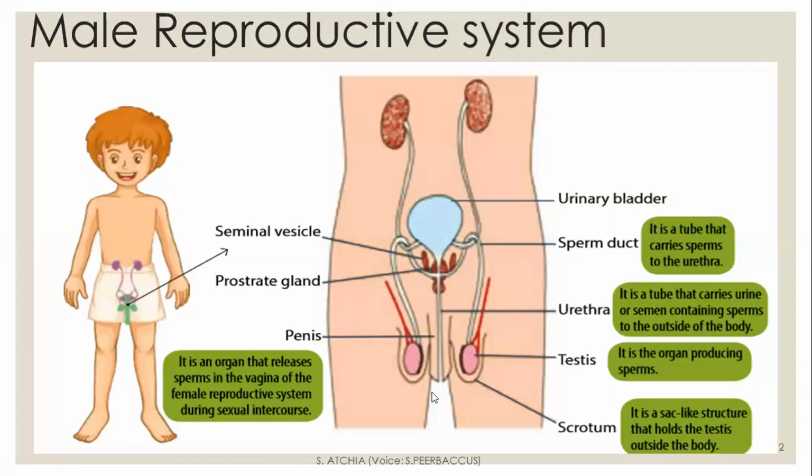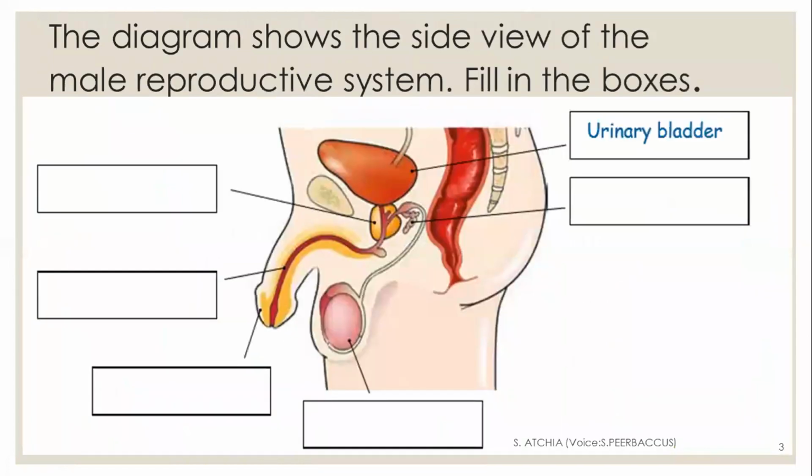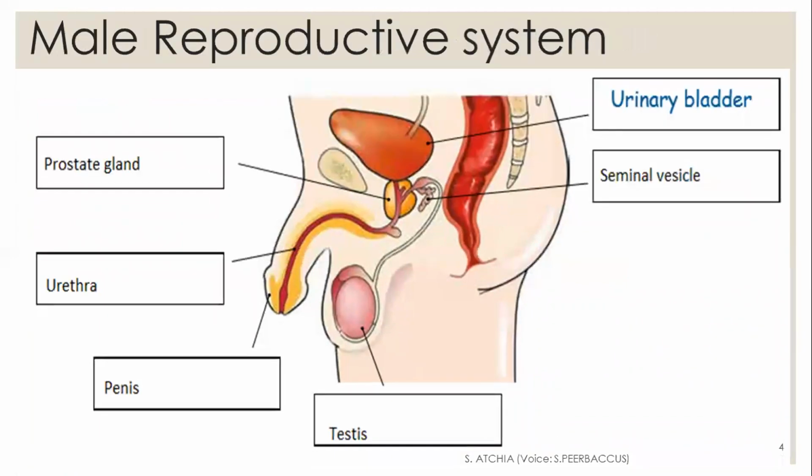Now let's come to this slide, which shows a side view of the male reproductive system. I will leave this diagram as a homework for you to complete. I will also leave this slide with answers for you to refer for correction.